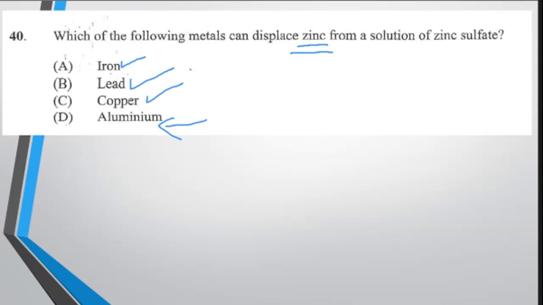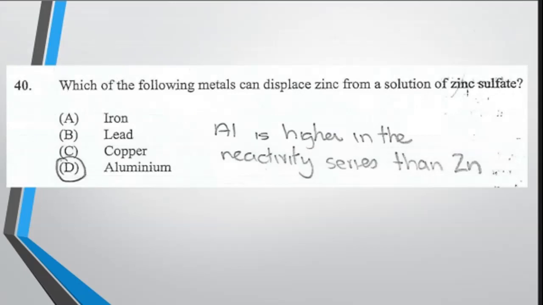So aluminum would be able to displace zinc, and instead of having zinc sulfate, we will end up with aluminum sulfate. Aluminum could displace zinc, so the answer is D, aluminum, because it's higher up in the reactivity series. Aluminum is higher than zinc in the reactivity series, so therefore aluminum could displace zinc.